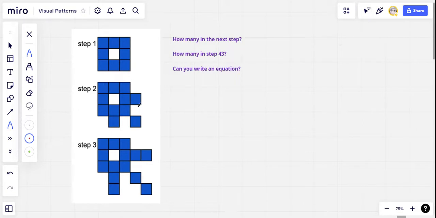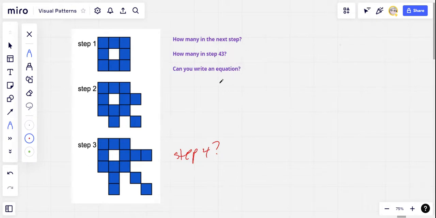So here is our funny looking pattern today, and it's already labeled for us: step 1, step 2, step 3. The challenge here is to use your visual intuition to predict the number of blue squares in step 4. So how many blue squares would there be in step 4? And if you can do that, see if you can predict how many in step 43.